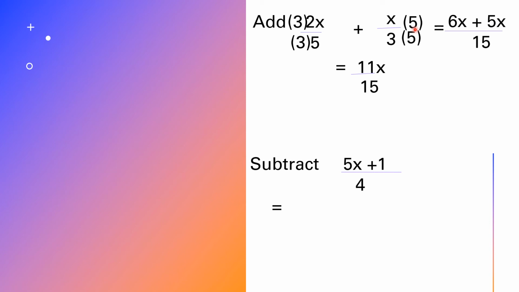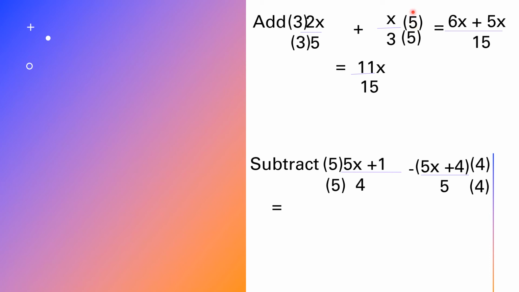Now, I have here 5x plus 1 divided by 4 minus 5x plus 4. This is now, saying the denominator here is 5. How I'm going to make the denominator the same? I can multiply the first fraction by 5 and the second fraction by 4.